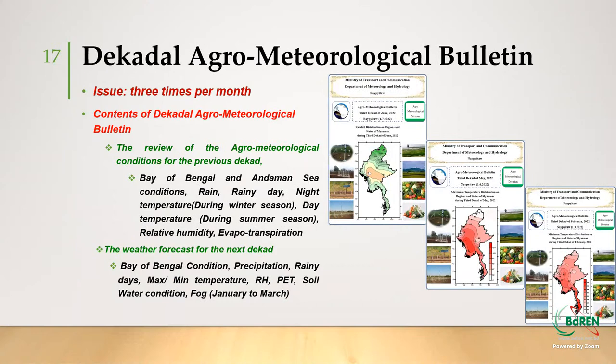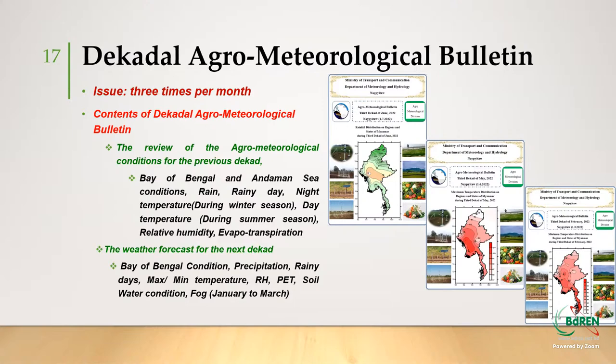After I discussed the monsoon condition 2022 in Myanmar, here is what we issue. Our agro-met section issues the agro-meteorological bulletin 3 times per month. We issue it on every 1st, 11th, and 21st of each month. We issue the agro-met bulletin like this.